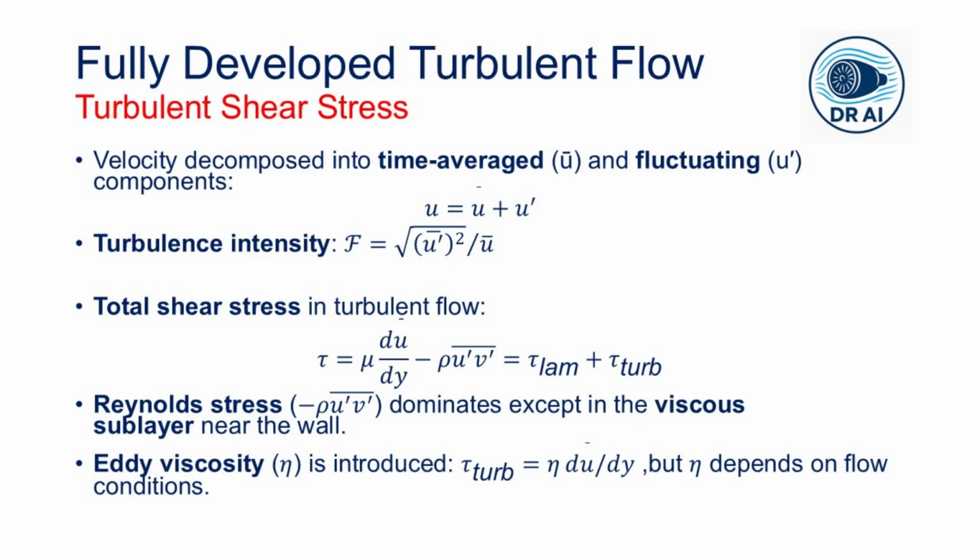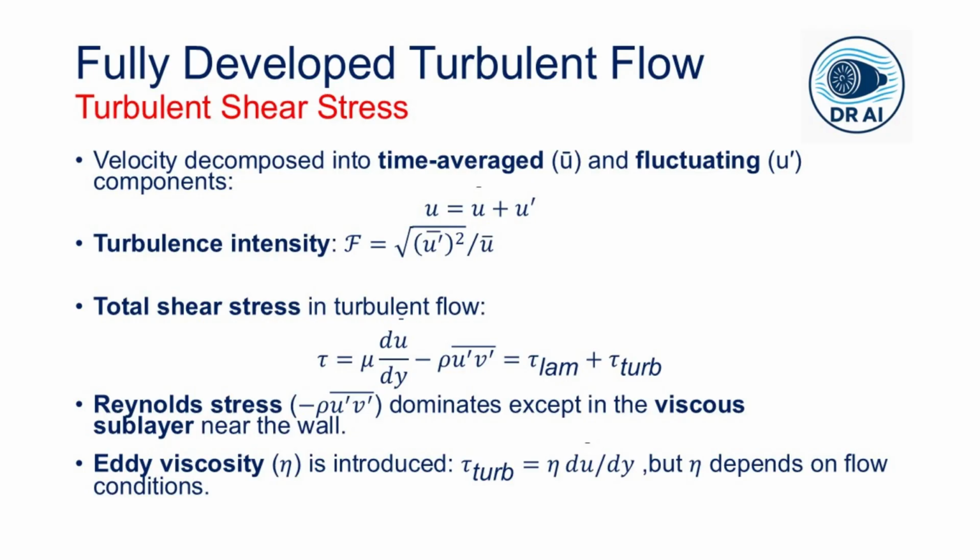It now depends upon the correlation between the random fluctuations themselves, which is represented here as the average of u' v'. And determining this term is the central challenge of turbulence. So one way to think about it is to define an eddy viscosity eta such that the turbulent tau must be equal to eta times d u bar by dy.